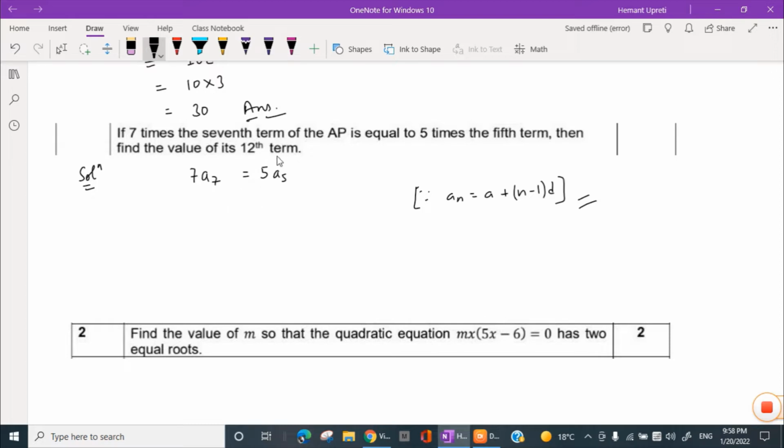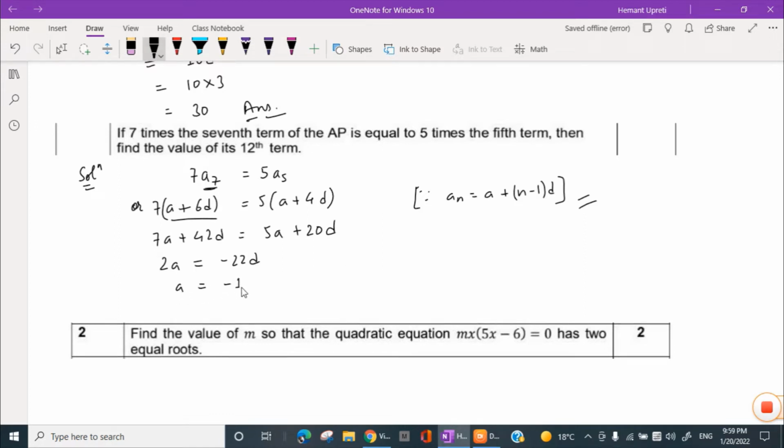So simply what you will say, A plus 6D will be A7 here, and multiplied by 7, equal to 5 into A plus 4D. So you will find out 7A plus 42D is equal to 5A plus 20D. If you solve it, you get 2A is equal to minus 22D. So you get A is equal to how much? Minus 11D. आपको मिला A is equal to minus 11D.